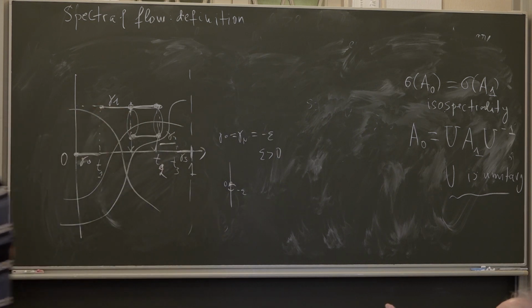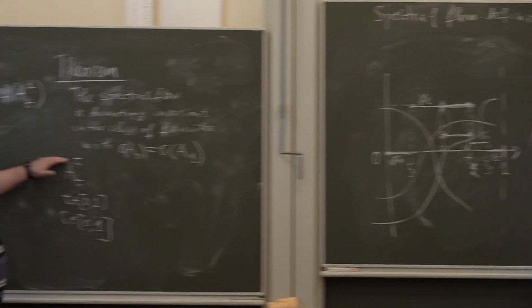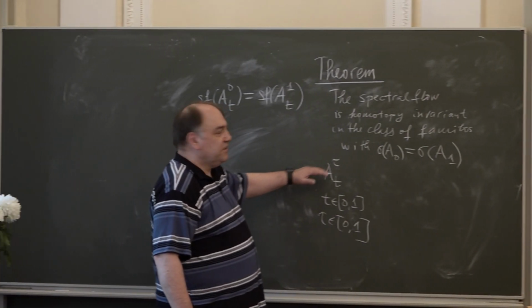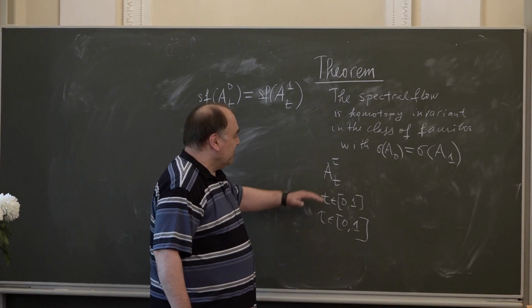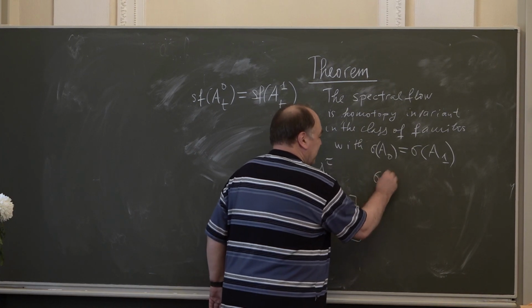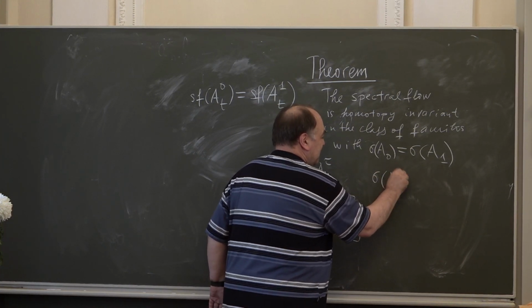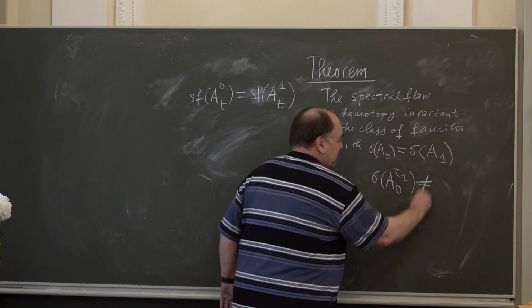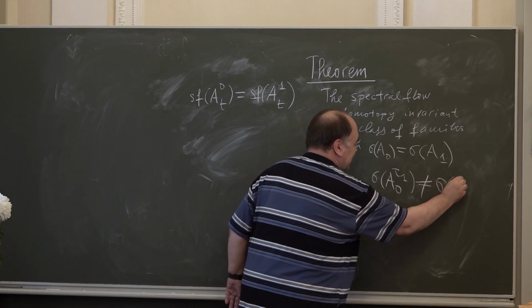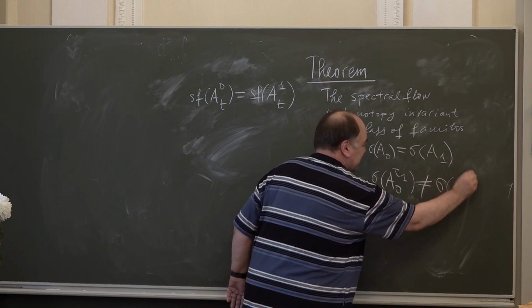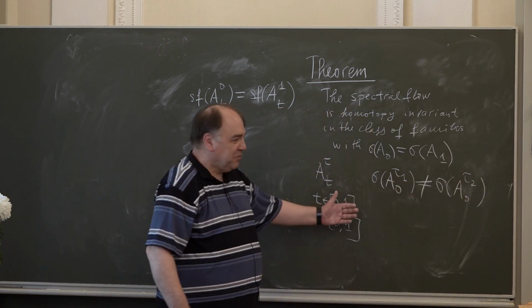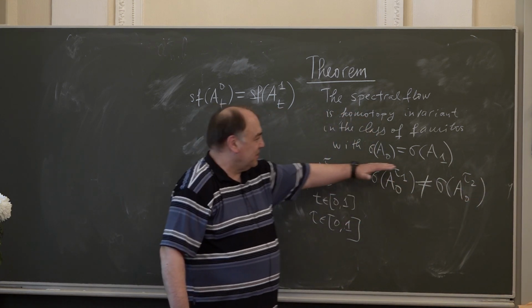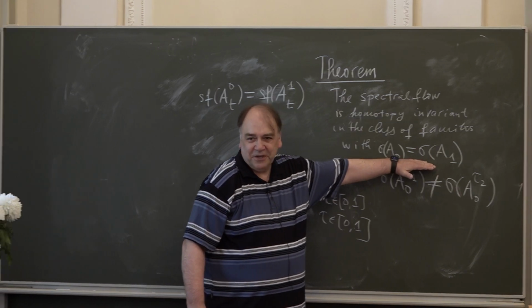Yes. For each tau, this family A_t is a family with the isospectrality condition. Of course, we do not need that. We might well have this inequality. The spectrum can change as t varies, but the important thing is that this condition remains valid for each tau.